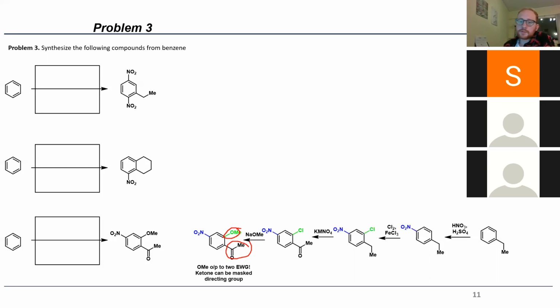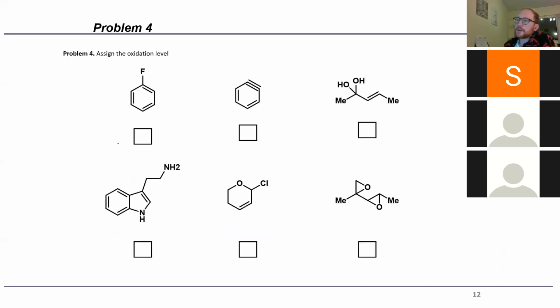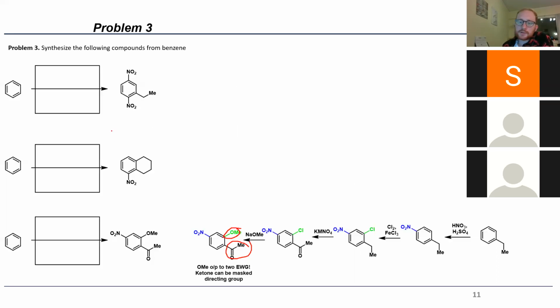Okay. If there's no problems on that, we're going to go on to problem 4. And so problem 4 is assign the oxidation level. The book has it that potassium permanganate turns anything into a carboxylic acid. Yeah, this is an area where Felix has kind of differed from the book on the reaction of potassium permanganate.